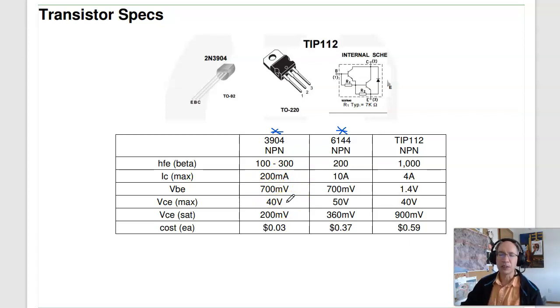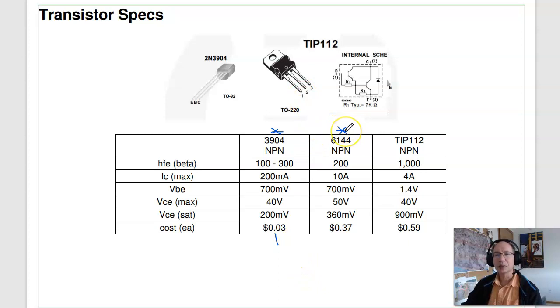If you apply too much voltage across anything, eventually it will conduct. The 3904 can turn on and off up to 40 volts. More than that, no guarantee. And when it turns on, it doesn't quite get to 0 volts. It saturates at about 0.2 volts. What we like about them is they're really, really cheap. They're 3 cents each. That's why we use 3904s in this class.